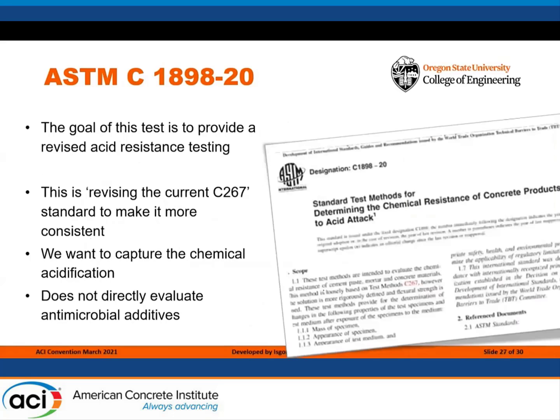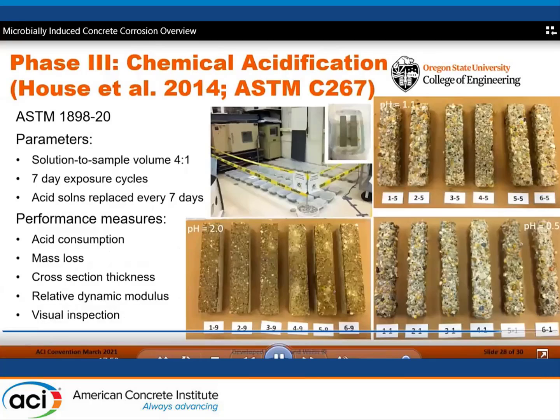The final test that we're going to talk about is ASTM C1898, and this is really a revision of ASTM C267. And what we really wanted to do was directly capture some of the loopholes or the areas where there were gray areas in ASTM C267 to be able to evaluate this in a more controlled fashion.